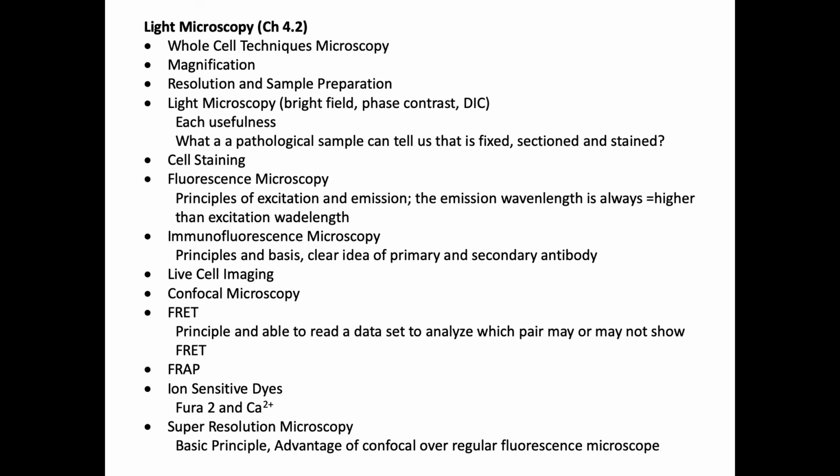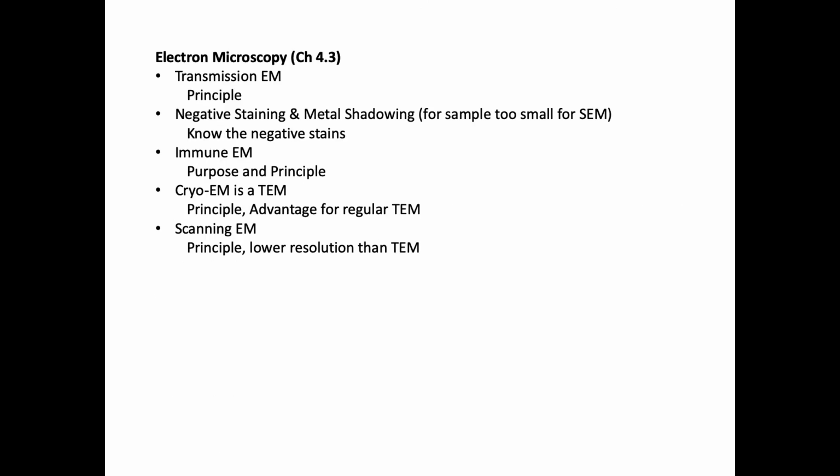So again, super resolution, just the basic thing of how they work. That's good enough. Then transmission electron microscopy, just know the principle and the advantage of that. Then negative staining and metal shadowing. Negative staining, know the stain names like osmium tetroxide, uranyl acetate, phosphotungstic acid. These are all heavy metals, and the principle is that they make the specimen electron dense, which will deflect the electrons and make a contrast. So that's very important.